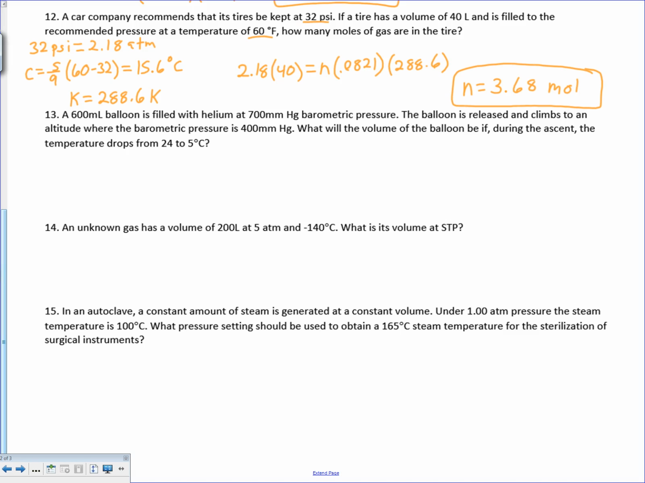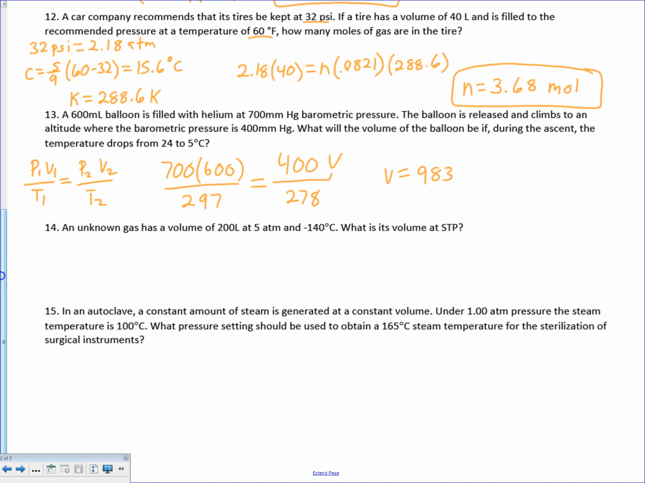Problem number 13 is like that one above, where we've got pressure and volume and temperature all changing. So we're going to use that law P1 V1 over T1 equals P2 V2 over T2. Plugging things in, we have 700 times 600 over 297 equals 400 V, because the second volume is what we're looking for, over 278. Go through, solve for V on this one. We get volume equals 983 milliliters.